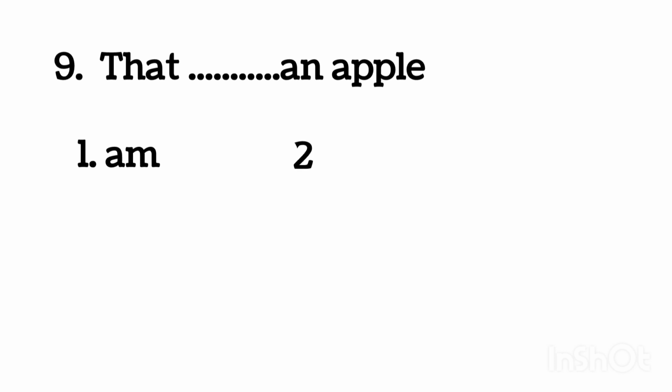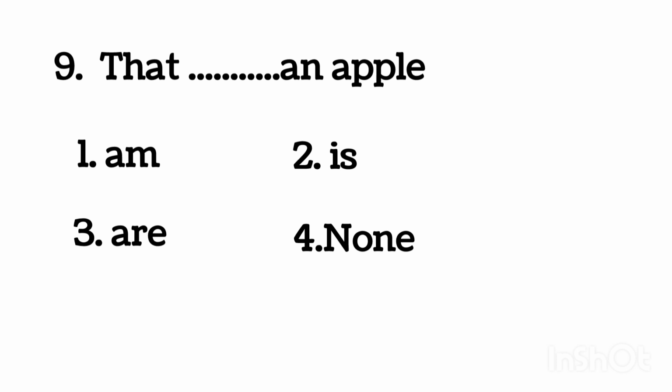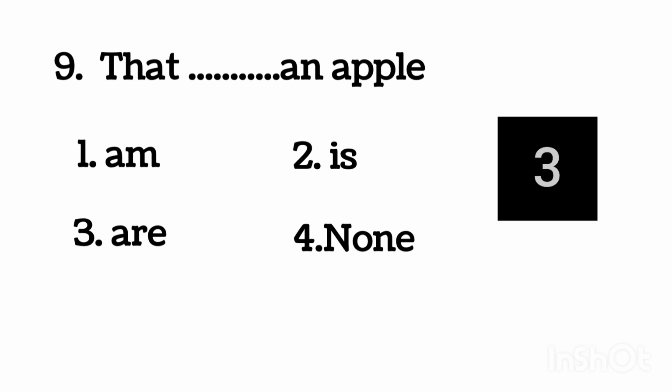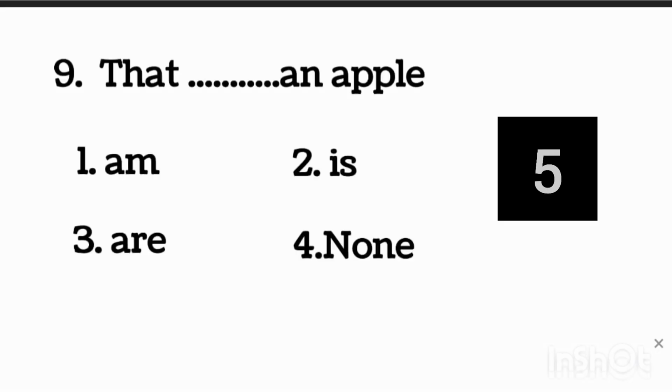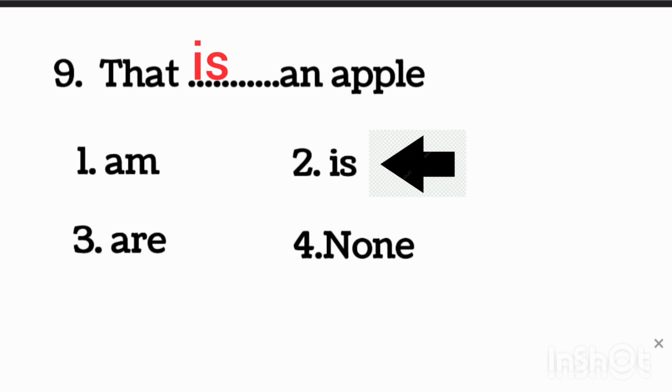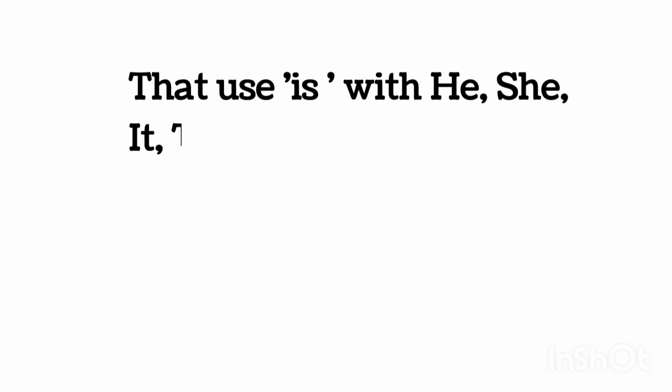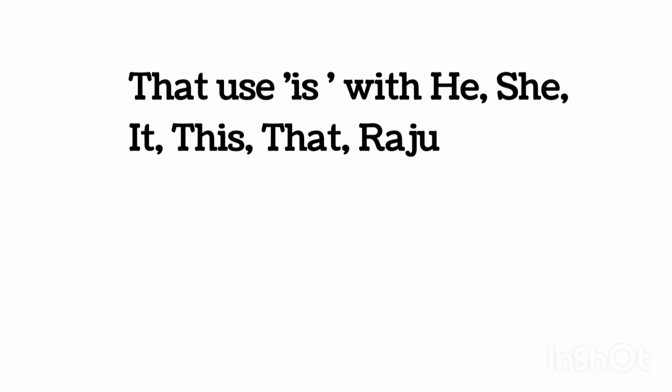That dash an apple. Am, is, or none. That is an apple. We use is with he, she, it, this, that, Raju.